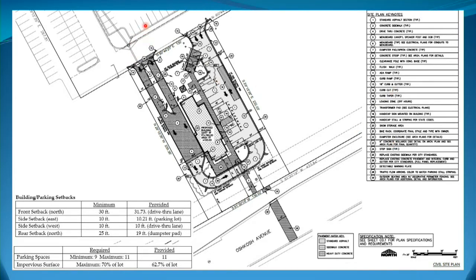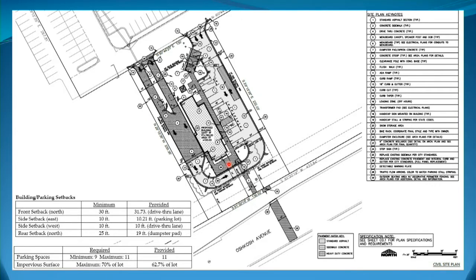Of 2 accesses to the site, kind of going in a circle with the drive-through on the west side of the building, and then wrapping around the building to the parking lot, which will have 11 stalls. The applicant has also added a patio area in front of the building, between the front of the building and the drive-through.